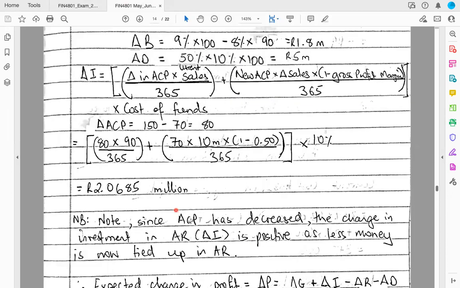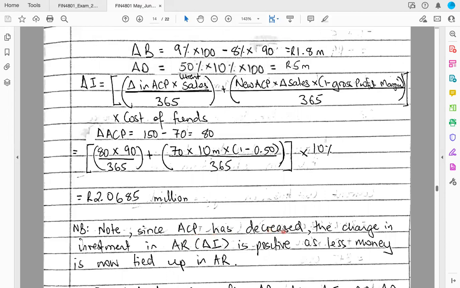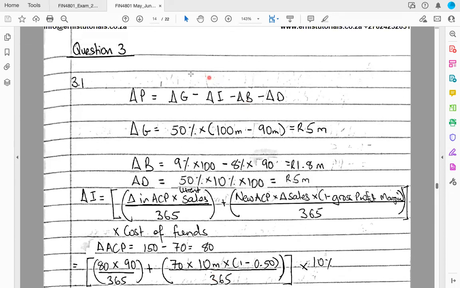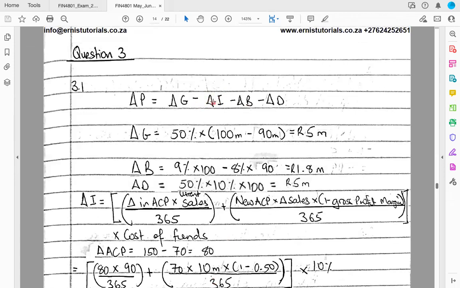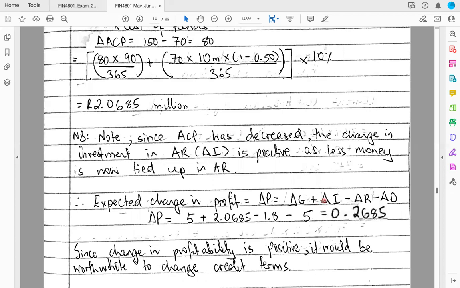So how do we decide whether the change of investment in trade receivables is positive or negative? What happens is that if our average collection period has gone down, as is the case in our question, it means that the change of investment in trade receivables, delta I, is positive because less of our money is now being tied up in accounts receivables. If our average collection period goes down, it means that we have less trade receivables on our balance sheet, and because of that, we've got less investment in trade receivables. So in our formula, we put the change of investment in trade receivables as positive, as you're seeing here.